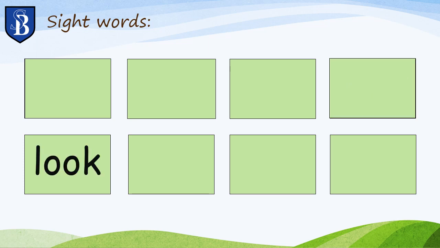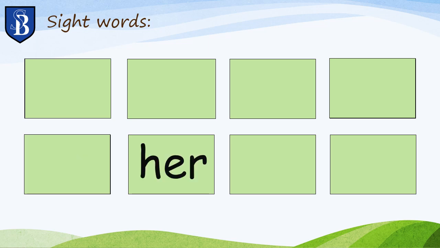Look. Look at the word look. It has 2 tall ascending letters, the L and the K, and then it has 2 O's in the middle. Look. Her.